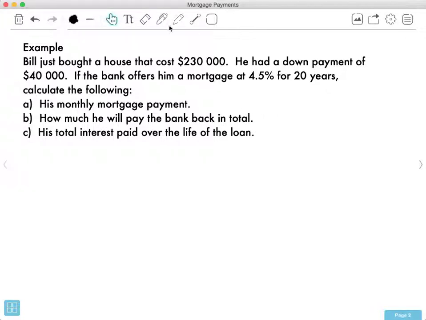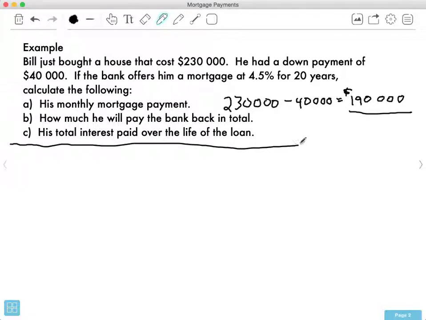Even before we do that, and I'm going to do this over on the side here, we need to calculate how much his actual mortgage is. The mortgage is the loan for the house itself. The house cost $230,000, but he had $40,000 as a down payment. When we take that off, which is what you should do first, the mortgage amount is $190,000. That's what he's borrowing from the bank, and that's what he needs to pay back. That's what his mortgage payment will go towards. So make sure for the next calculation you're using the mortgage amount, not the value of the house.